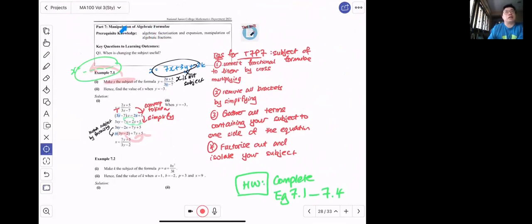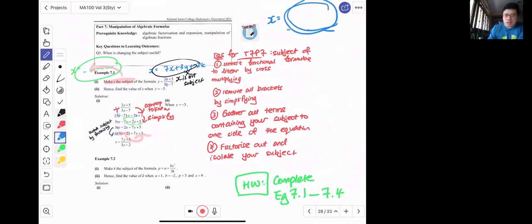This is how we will test it. Okay, manipulation. So the question will come out like that. You say make X the subject. It means that you want X equals to something, correct? So all the other variables are here. This one got no X here. Cannot have any X here.